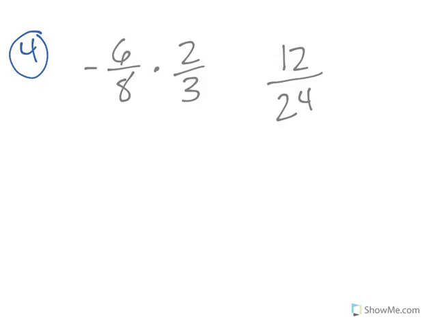Question number 4 asks for the product of -6/8 and 2/3. So it's simple multiplication. You just multiply straight across. 6 times 2 is 12, and 8 times 3 is 24. We have a negative times a positive, so that's going to equal a negative. And then we can reduce this to -1/2. Looking at your answer choices, that is answer choice letter C.